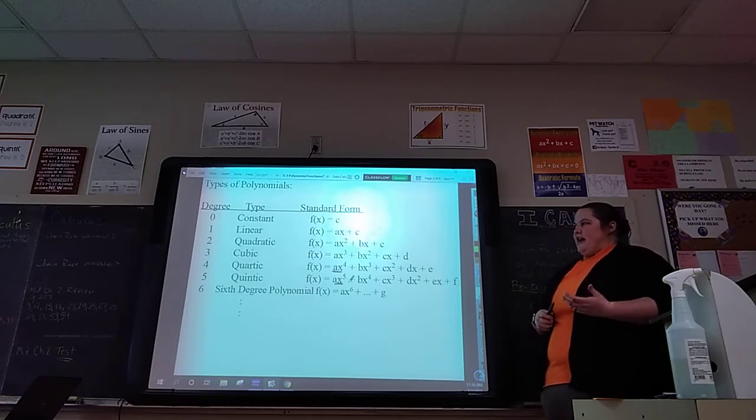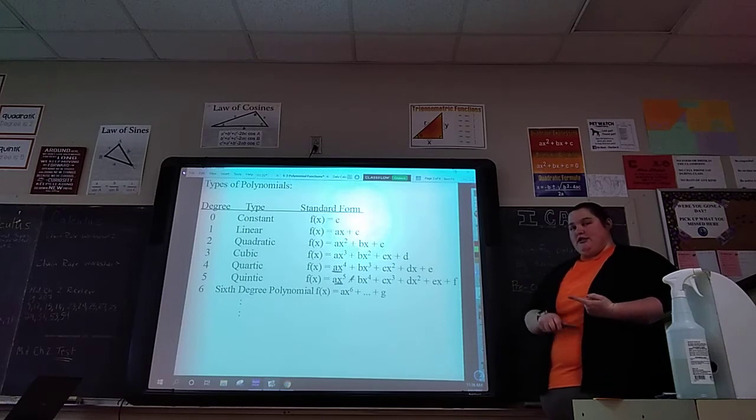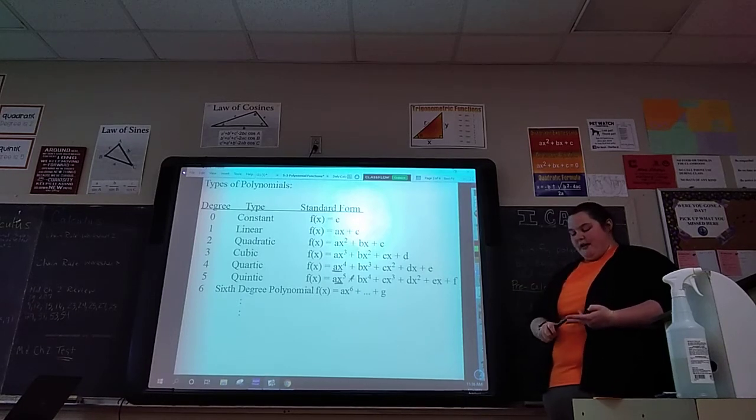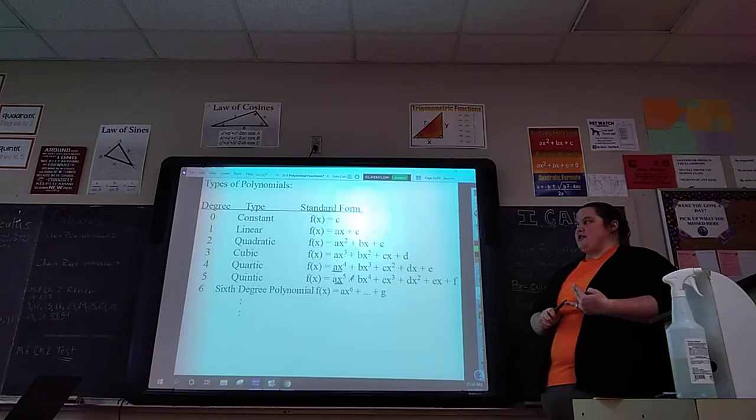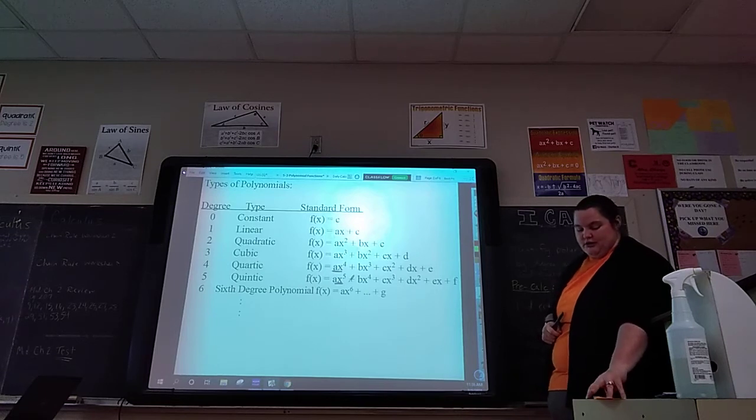Okay. So when we're talking about polynomials, we're going to classify them by a couple things. We still state the degree, and now we'll state the type, and then also make sure it's in standard form. So if something's already in standard form, we don't have to rewrite it, but if it's not in standard form, then you do have to reorganize the terms so that they are.